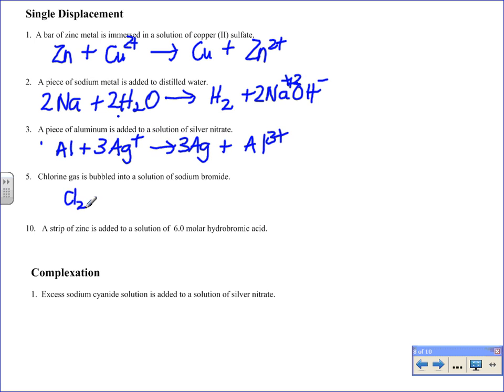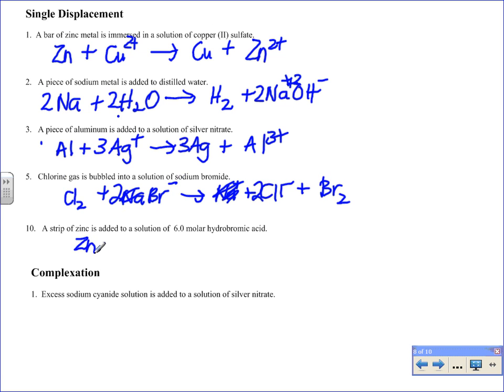This next one, chlorine plus sodium bromide. So this time I've got a nonmetal displacing a nonmetal. So I'm going to make sodium chloride, and the sodium is a spectator, and I'm going to make bromine gas. So I'm going to get 2Cl and 2Br minus.